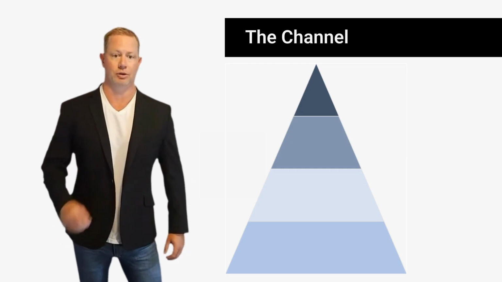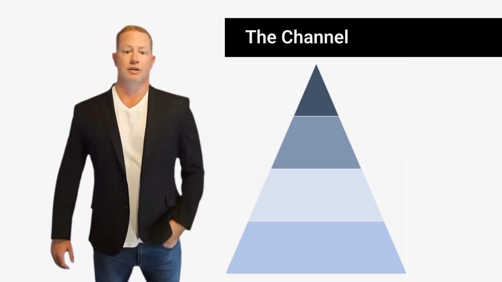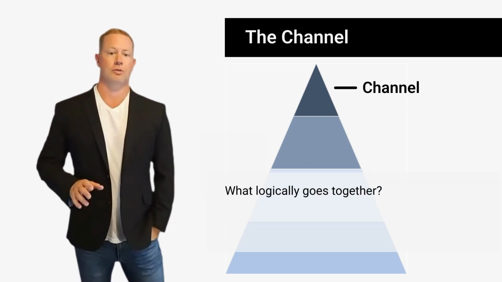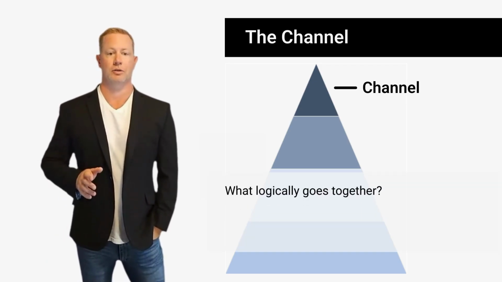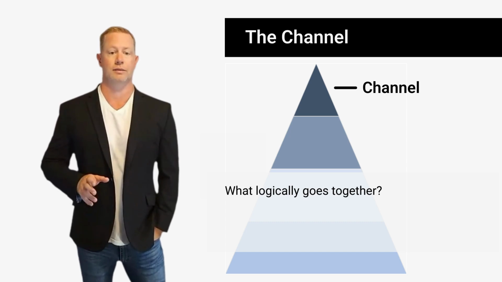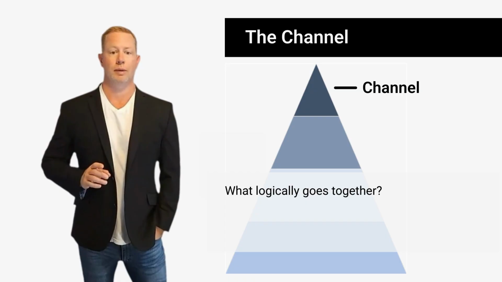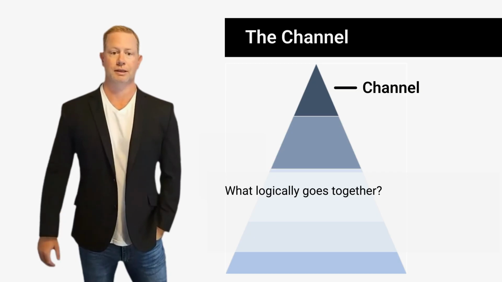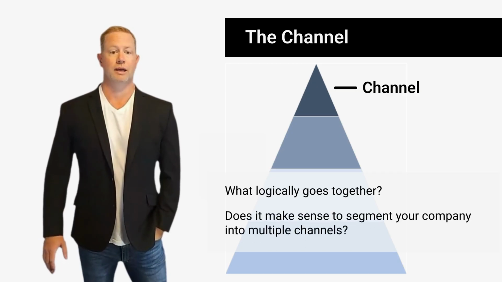Let's break down that structural pyramid. At the top, you have the channel itself. This is where you decide what aspects of your business and your content belong together. Depending on your organization's size, this could either be your company as a whole or a major division, something along the lines of consumer versus business to business. The larger and more complicated your business is, the more likely you'll need multiple channels.